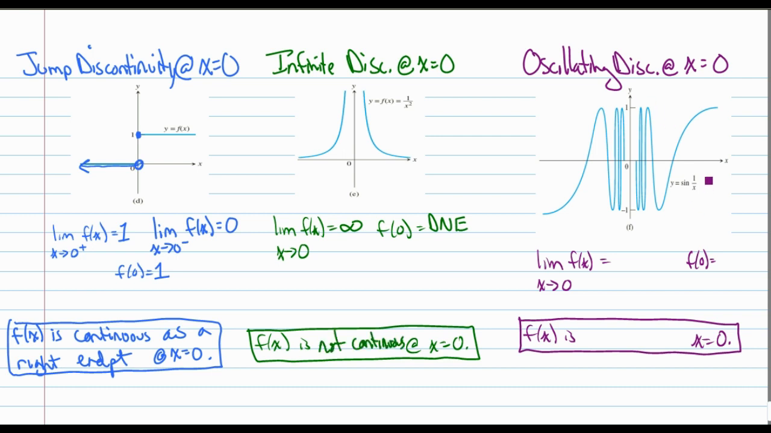Now this is something you haven't seen before. It's called an oscillating discontinuity. Basically, the limit as x approaches 0 does not exist in this case because the period is getting infinitely small as you approach 0 for this function that is oscillating between -1 and 1. So the limit as x approaches 0 does not exist. And f of 0 also does not exist, so there's no way this is continuous at x equals 0.